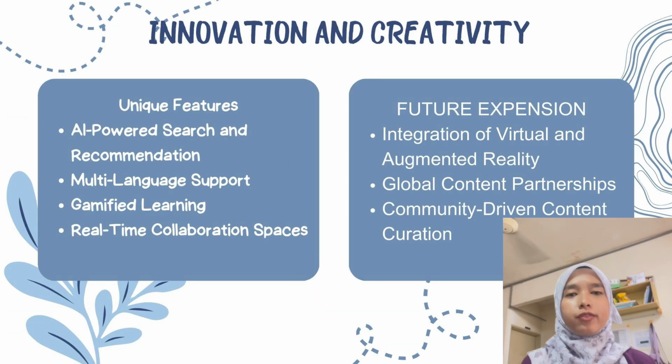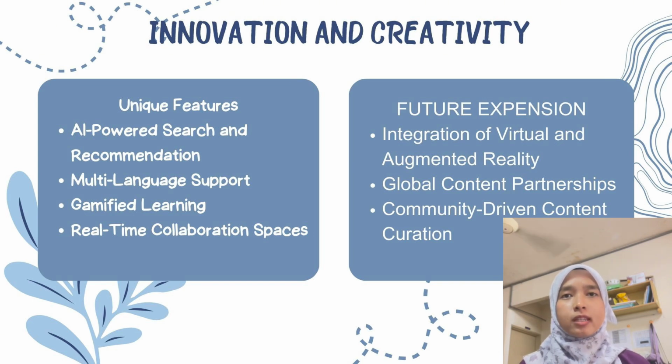For innovation and creativity, the first one is AI-powered search and recommendation. The library will feature an AI-driven search engine capable of understanding natural language queries and providing contextual results. A recommendation engine will suggest relevant content based on user preference, reading history, and trending topics. The second one, multi-language support. Literally Digital Library will support multiple languages, ensuring accessibility for diverse user groups. Advanced translation tools will allow users to view content in their preferred language.